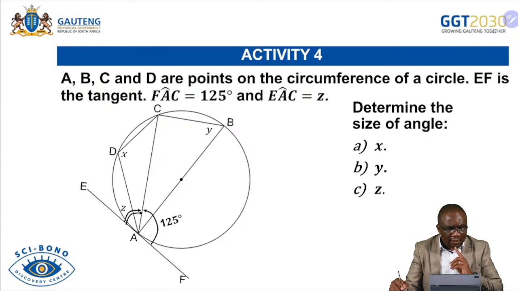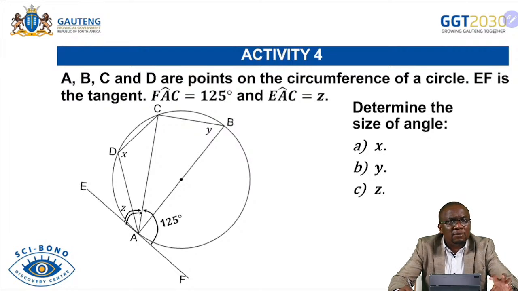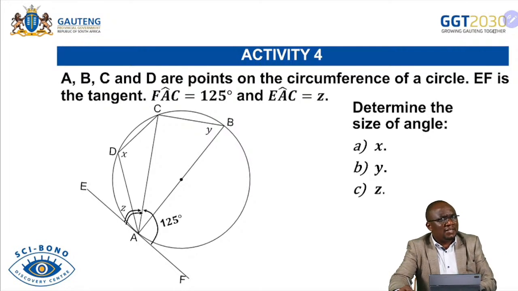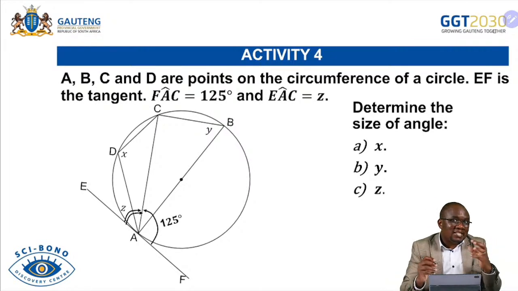And then I have 4 points on the circumference of a circle. What comes to your mind? You say, what? A cyclic quad. You see that? So I have a cyclic quad, I have the tan chord theorem, I have the diameter, all those things. It means somehow I have to use them.